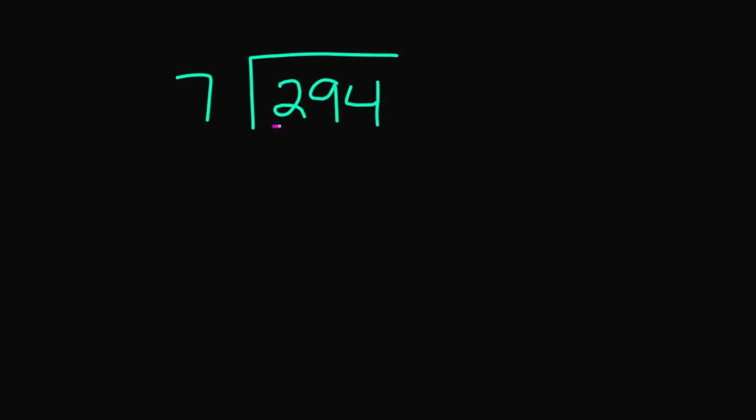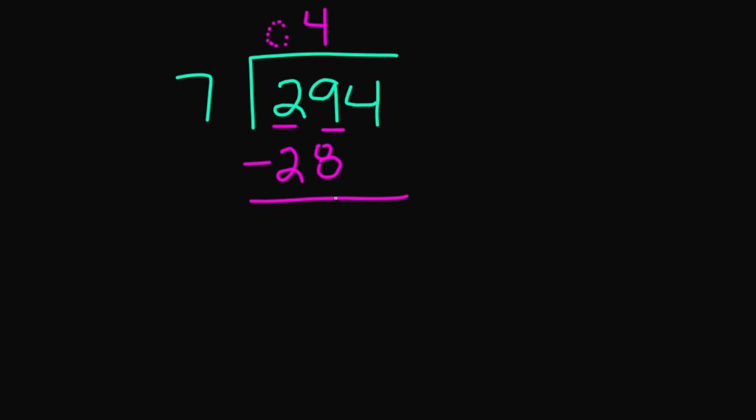So let's divide 294 divided by 7. 7 goes into 2 how many times? It doesn't go because it's too small, so it goes in 0 times. You could write an imaginary 0 here if you want. 7 goes into 29 now how many times? It goes in 4 times. So 7 times 4 is 28.